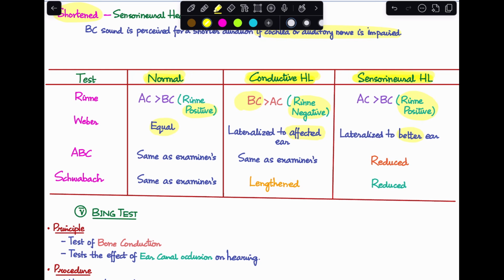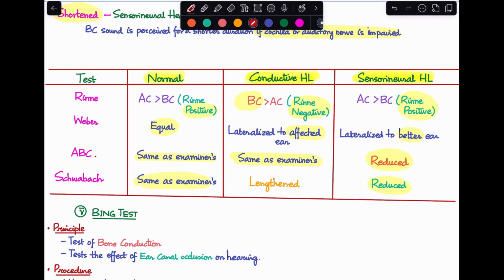Next is absolute bone conduction test, where it will be the same as the examiner's in both normal as well as conductive hearing loss, as we just discussed, and it will be reduced in case of sensory neural hearing loss. And lastly is Schwabach's test, which will be the same as the examiner's in a normal case, and it will be lengthened in conductive hearing loss and reduced in sensory neural hearing loss.